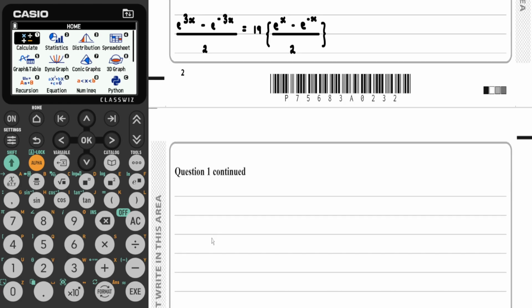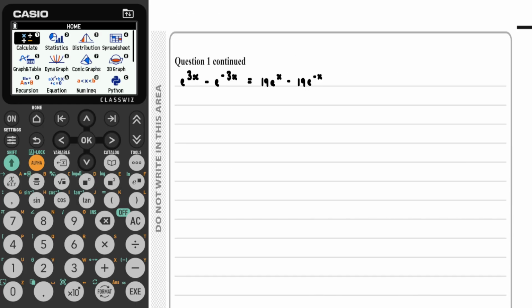If we multiply both the left hand side and the right hand side by 2, and then multiply the 19 into the bracket, we will be left with e to the 3x subtract e to the negative 3x equals 19e to the x subtract 19e to the negative x. If we rearrange, we would have e to the 3x subtract e to the negative 3x subtract 19e to the x plus 19e to the negative x equals 0.